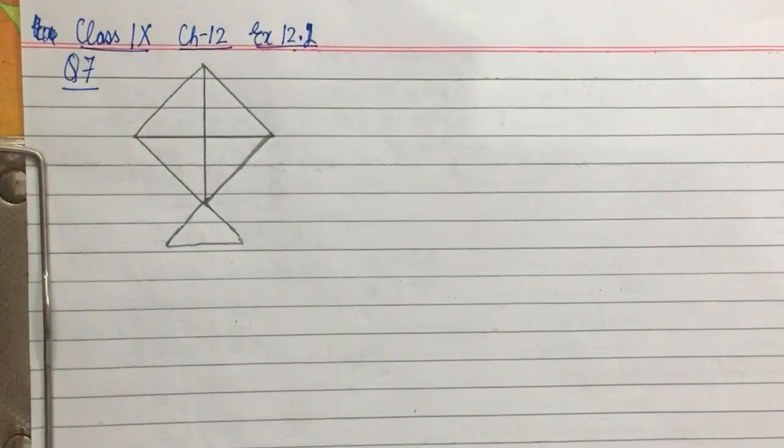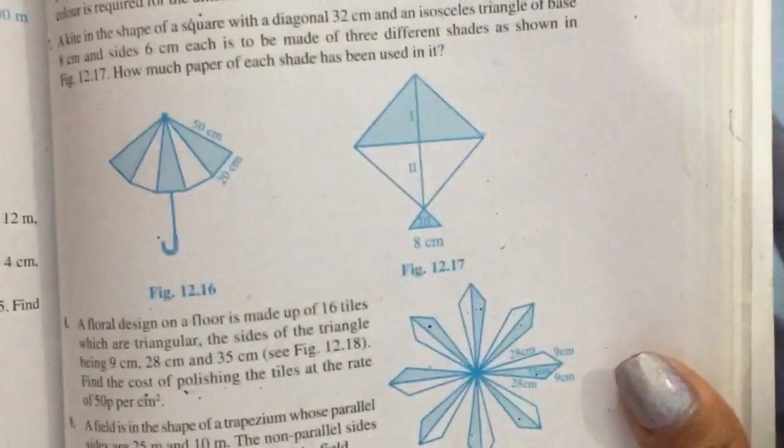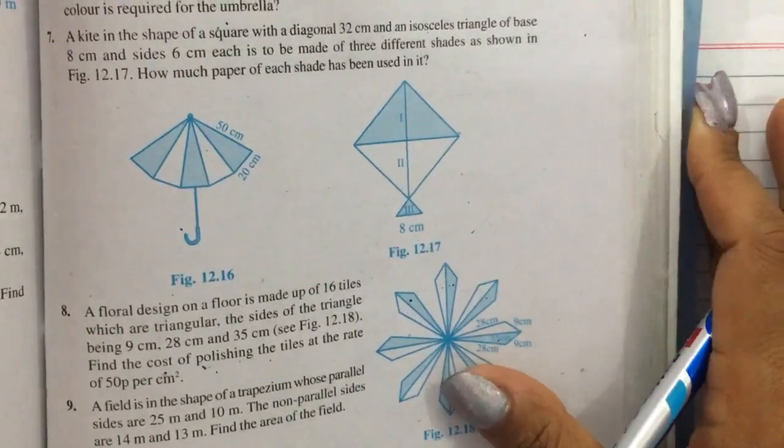Hello class 9th. Today we will continue with Heron's formula. We have started with exercise 12.2. We have already done a few questions. Now we will take up question number 7th. Question number 7th of the exercise.